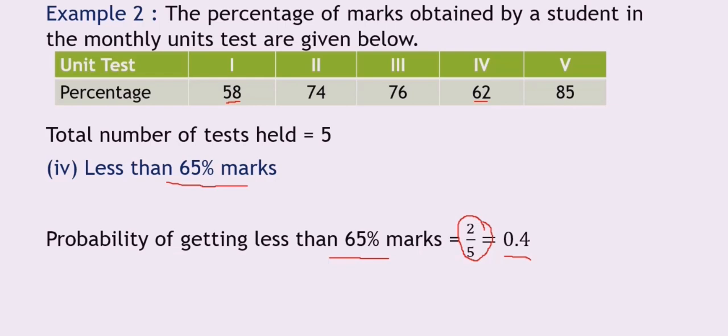So let us move to the next example. So have you understood this example? So you can see 5 tests are taken, but what events did we take? The events we took were more than 60%, between 70 and 80%, then less than 65%, more than 75%. So these are the different events we have chosen in our random experiment and found out the probability. Now let us move on to the next example.